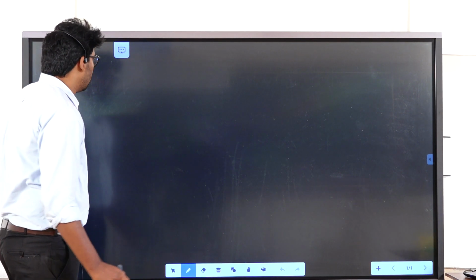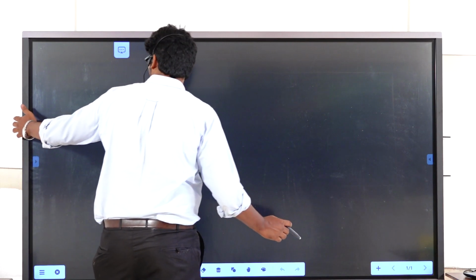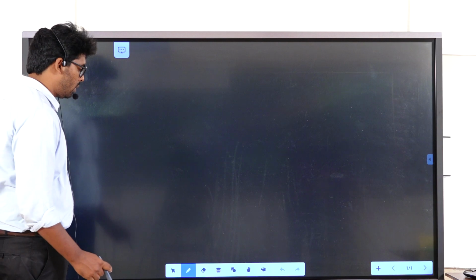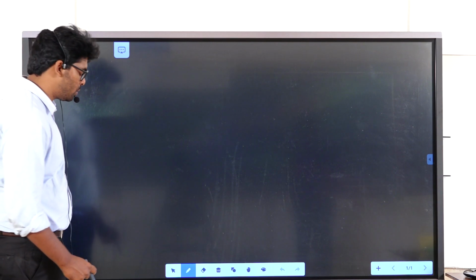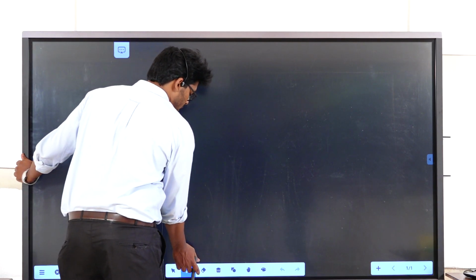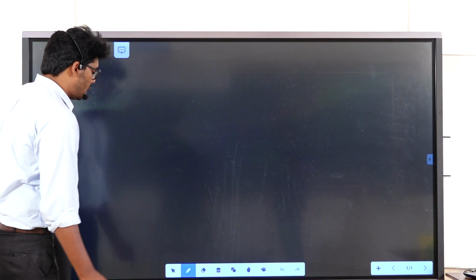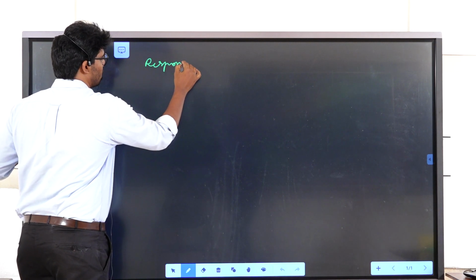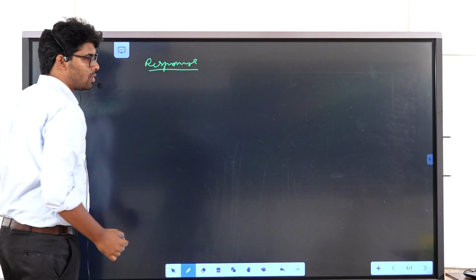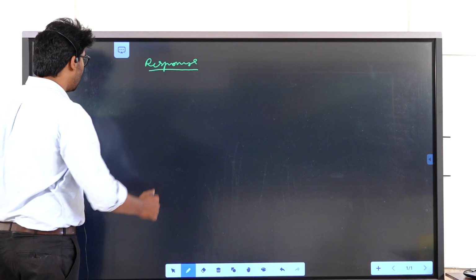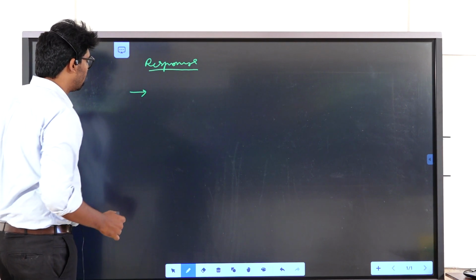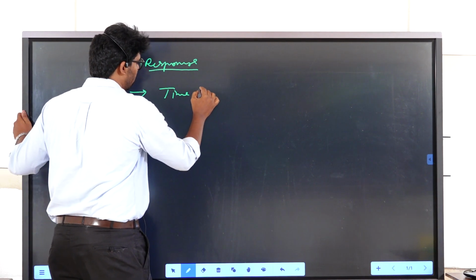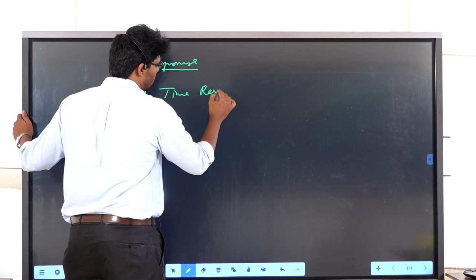Now in this second unit, we will learn about the inputs and the system response for first order and second order systems. Before going to that, I would like to explain what a response is. So what is the response? Response means time response. So that is the nomenclature, the term time response.